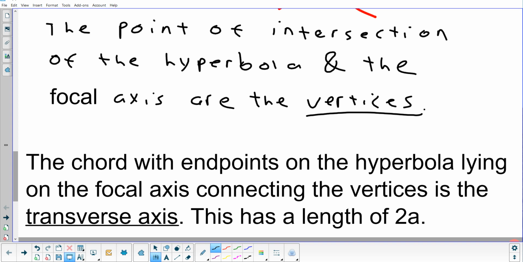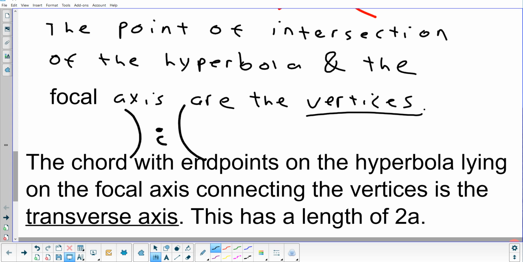So it's a small line segment on the focal axis that connects the vertices. And you're going to see today that A and C are exactly the same things they were yesterday. A is the distance from the center to the vertex. C is the distance from the center to the focus. So, that's your hyperbola.